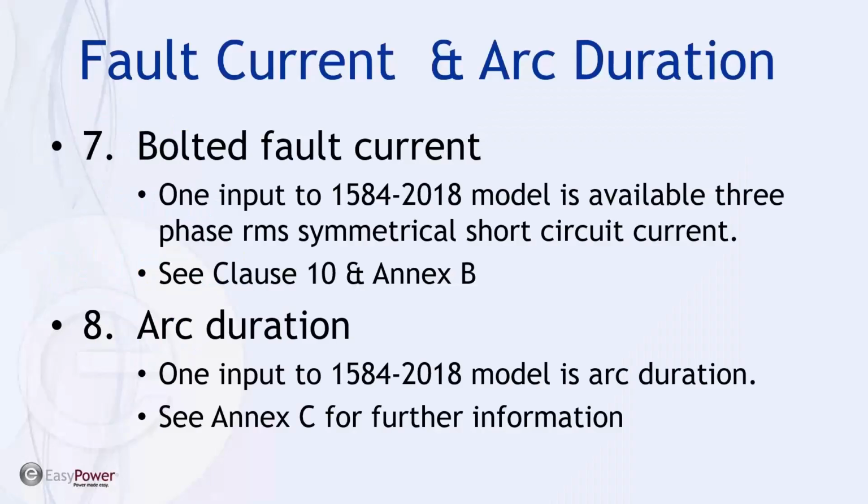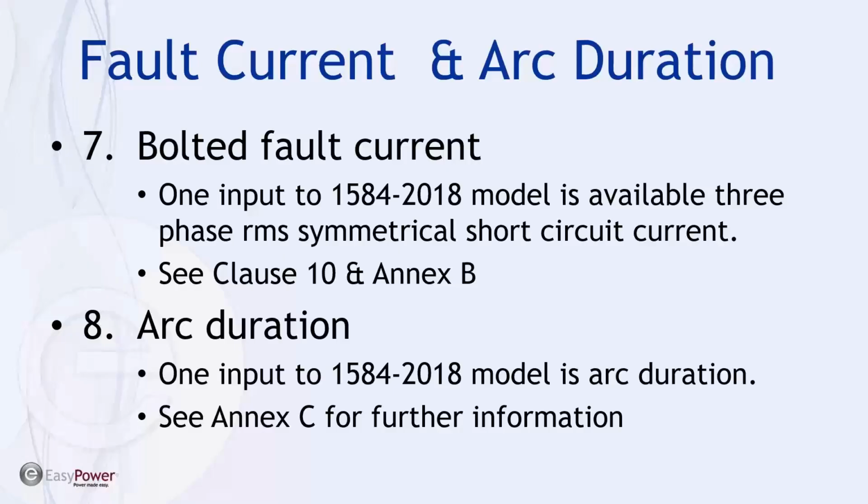Then in Clause 7, there's a discussion about bolted fault current and arc duration. And again, it's been condensed down to one paragraph in this clause. Clause 7 describes bolted fault current as one of the inputs to the 1584-2018 model, and it should be available 3-phase RMS symmetrical short circuit current at the bus in question. And then it refers us to Clause 10, Annex B, another more in-depth discussion about the bolted fault current, but it doesn't go into the derivation of it or the way to actually produce it.